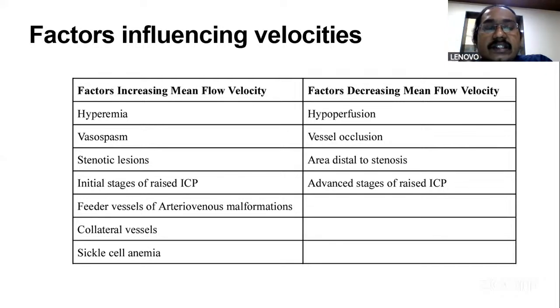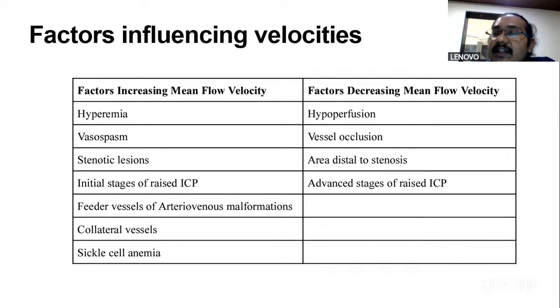So now, as we have talked about, cerebral circulation doesn't happen in isolation. So we would like to see the factors affecting mean flow velocities, which increase or decrease. By the way, as I told, mean flow velocities are least affected by hemodynamics, compared to peak systolic and end diastolic velocities. So the factors increasing mean flow velocities are hyperemia, vasospasm, stenosis, initial stages of raised ICP, feeder vessels of AV malformations, collateral vessels, sickle cell anemia.